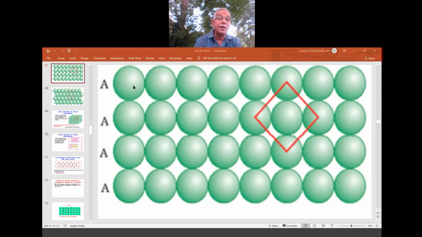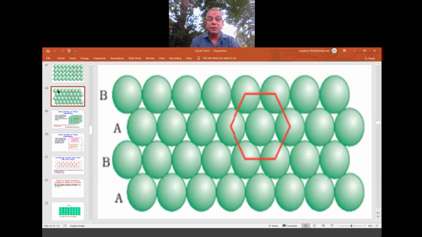In the same way, when we arrange the second layer in such a way that the second layer's balls are in between the first layer's balls, that becomes a different arrangement. That is named as the different one, B. Earlier it was the same A, now it's AB. This packing gives you hexagonal packing, because by selecting one particle, around that there are six particles. So it is called hexagonal close packing. This was the point of discussion.